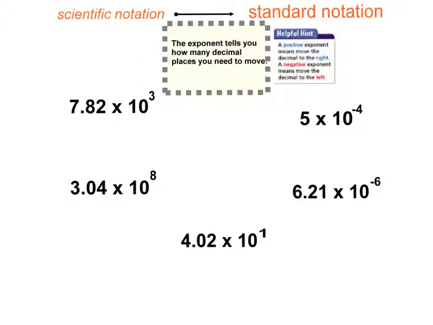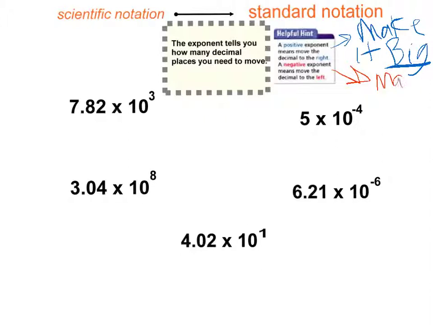When I teach scientific notation, I try not to say right or left. What I try and say is a positive exponent means make it big. Make it bigger. Make it big. And a negative exponent means make it small. That is what I agree with.